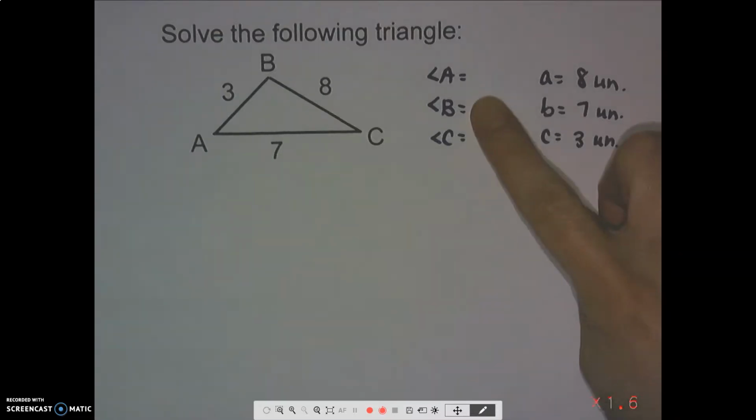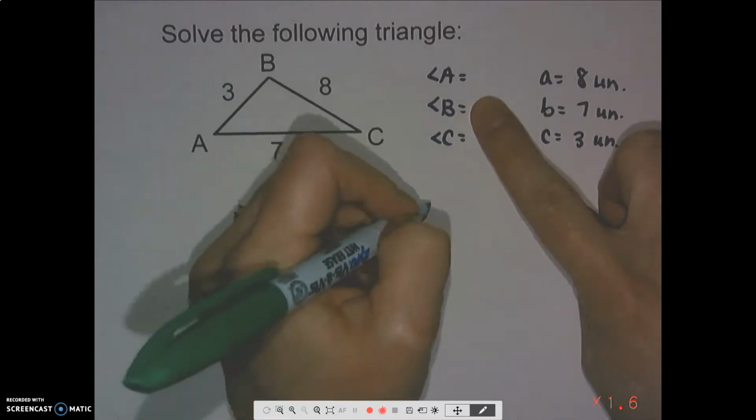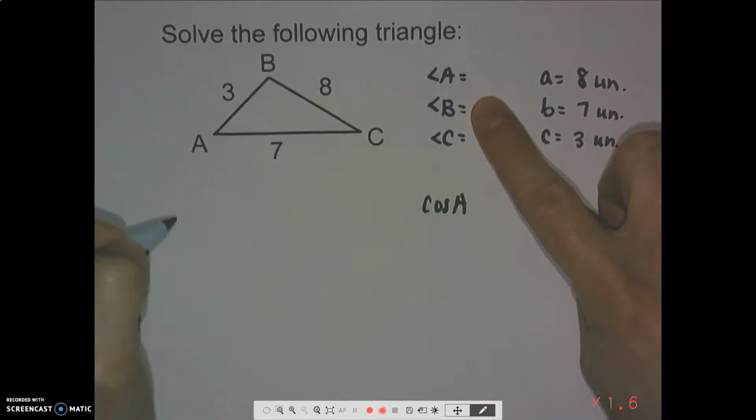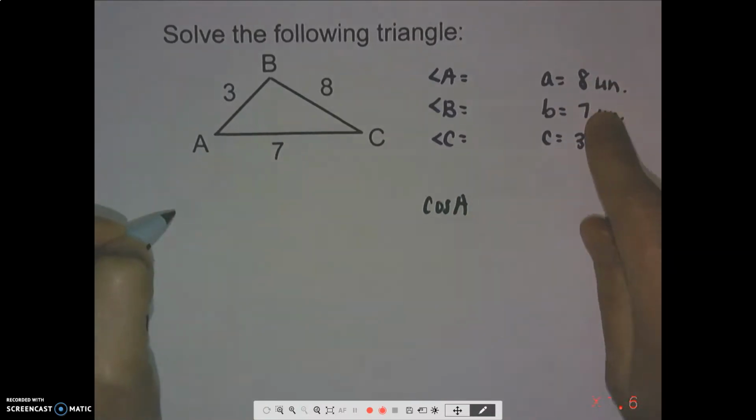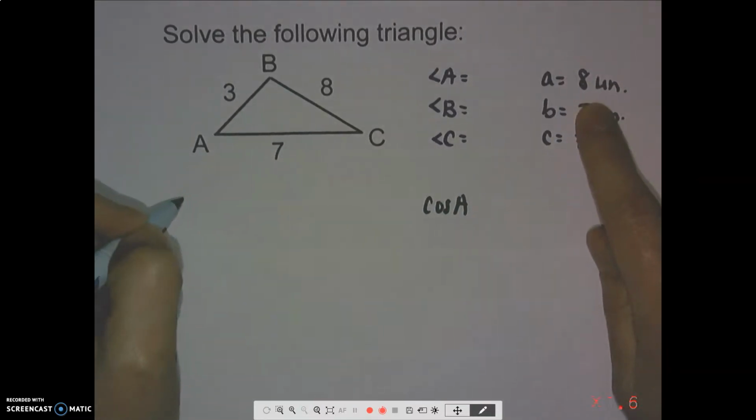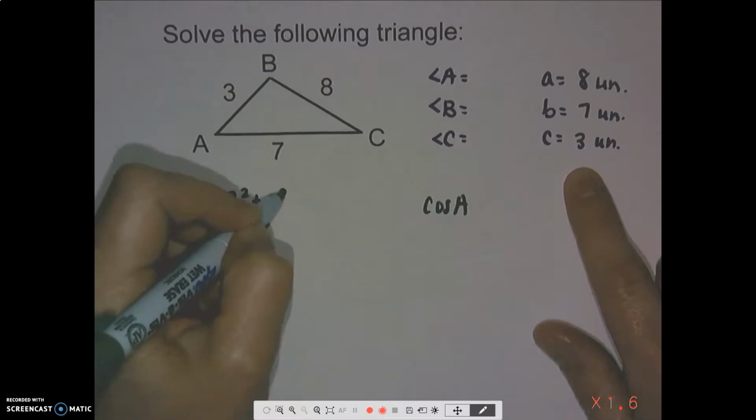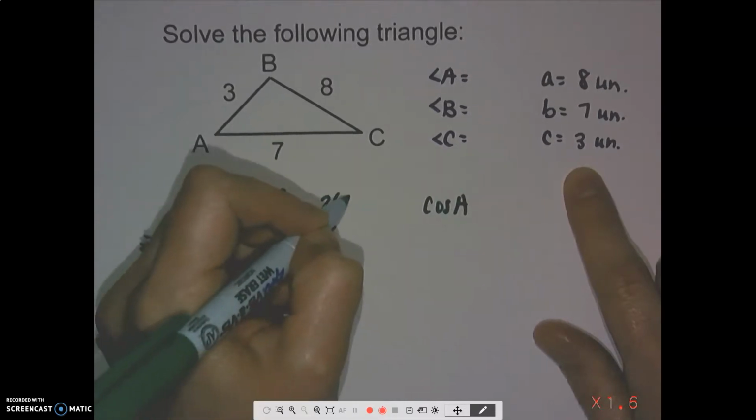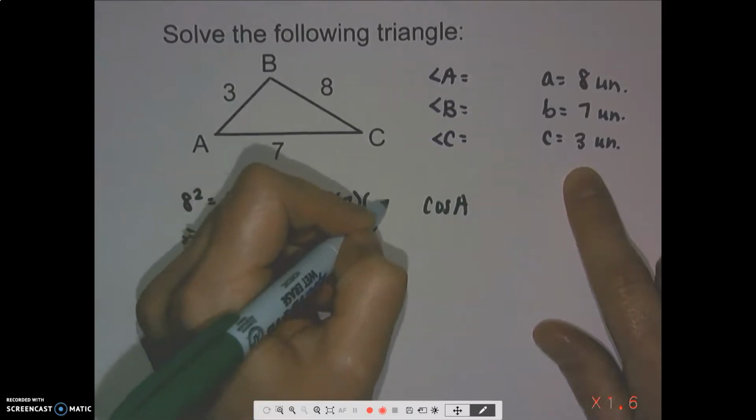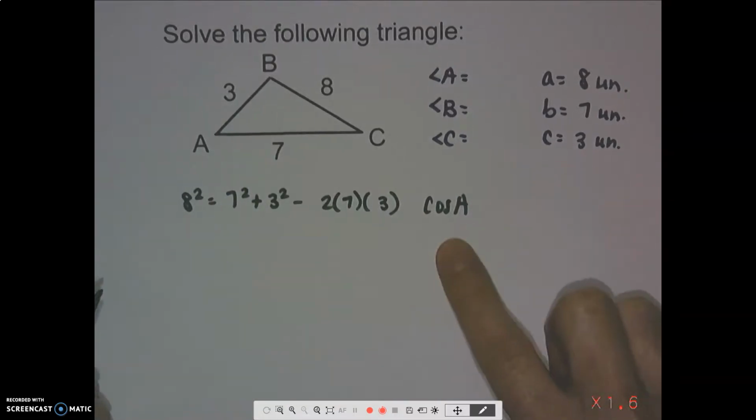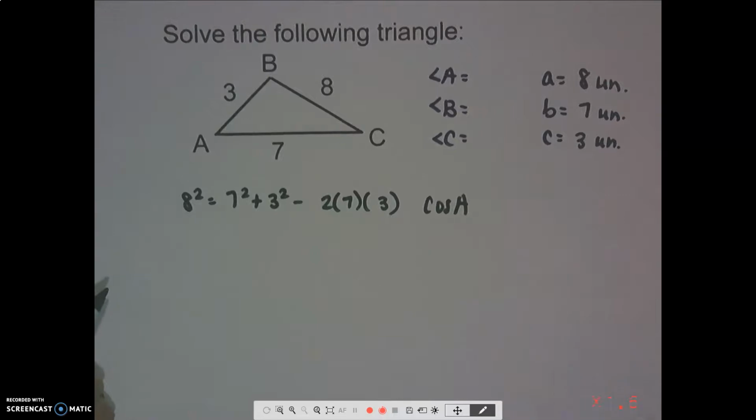So I'm going to find angle A first. That means I need to have the cosine of A all the way on the other side of the equal sign, with side A by itself. So we would have 8 squared equals the other sides, and again it doesn't matter which order, times 2 times both of those sides, and then times the cosine of A. I left a little bit too much space there, and that's okay.